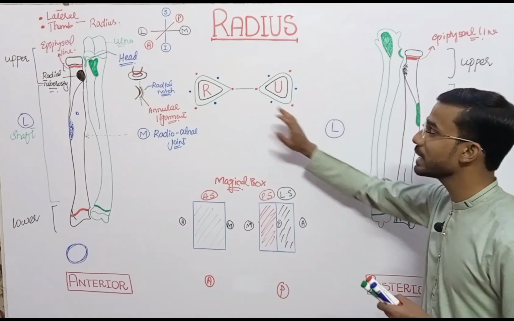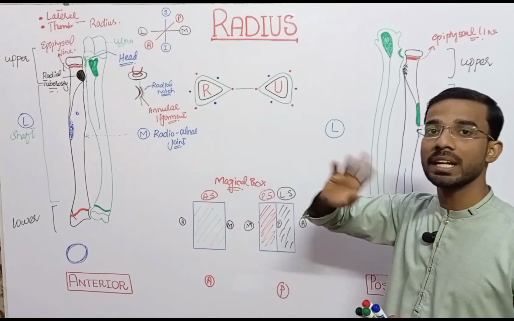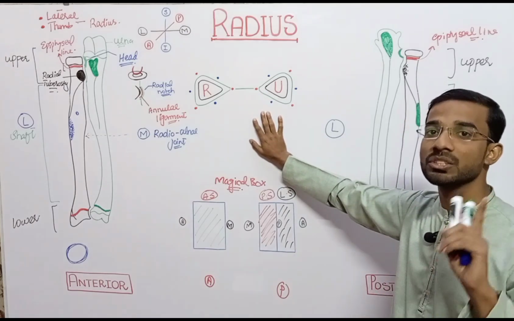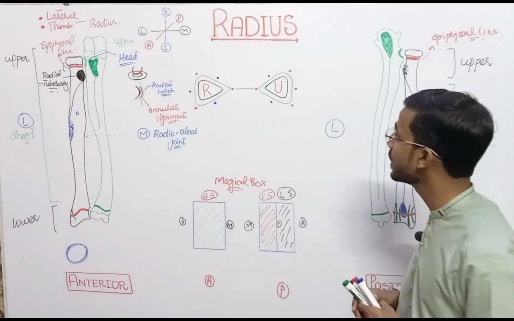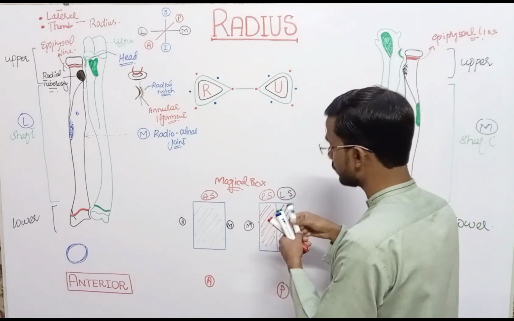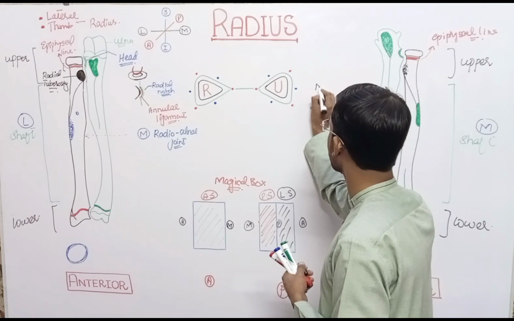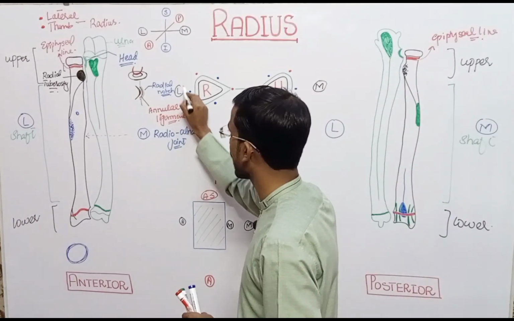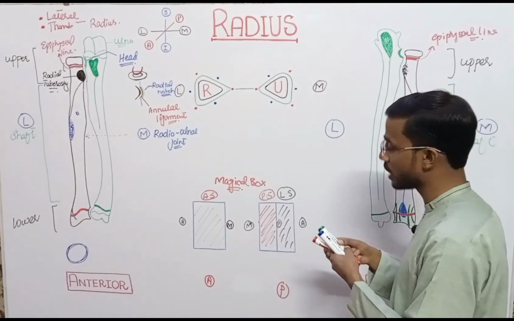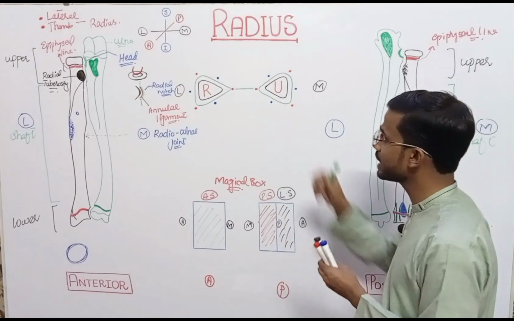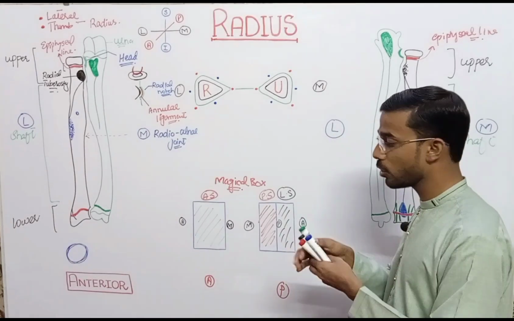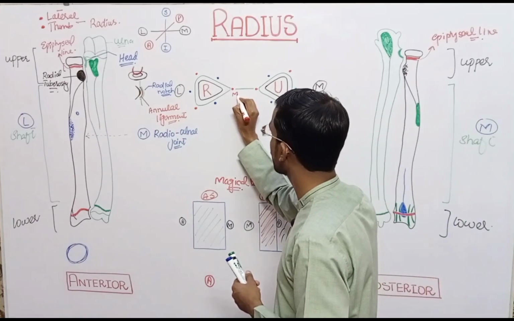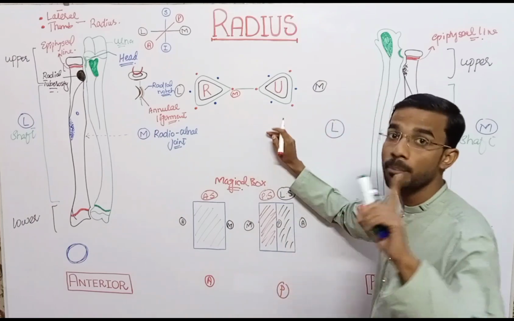And if we look at the transverse section of both the radius and the ulna, this is not a butterfly, this is actually the transverse section of the radius and the ulna. As we know, the ulna is present at the medial side of the body and the radius is present at the lateral side of the body. So at the medial side, if we talk about the borders, you will see the medial border.